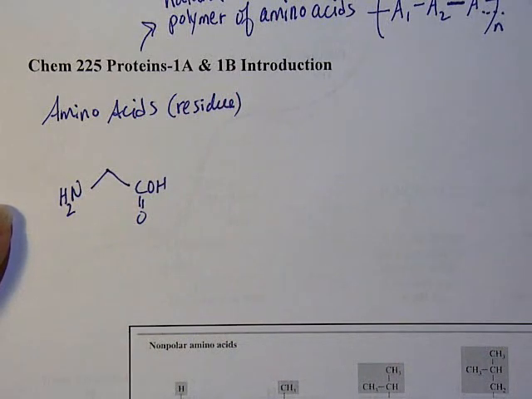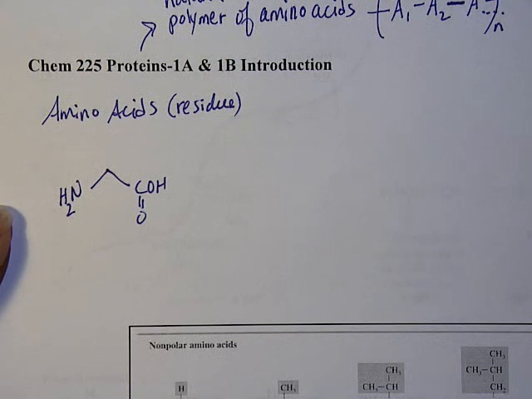All right, now there are a whole bunch of different amino acids that are available in nature. There are 20 of them that are abundant, and of the 20 amino acids, 10 of them are classified as essential amino acids because our body cannot make them. You have to get them through dietary sources.